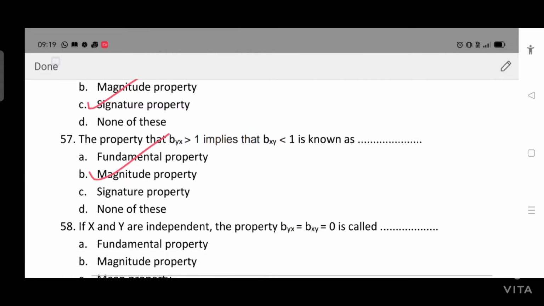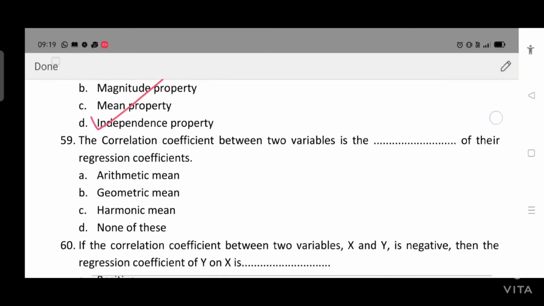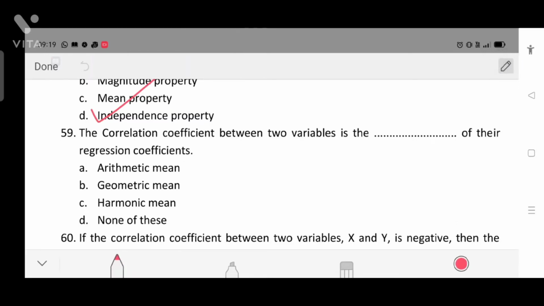Question number 57. If x and y are independent, the property byx equal to bxy equal to 0 is called the A, B, C, D. Answer, independence property. The correlation coefficient between two variables is the dash of the regression coefficients. A, B, C, D. Geometric mean.